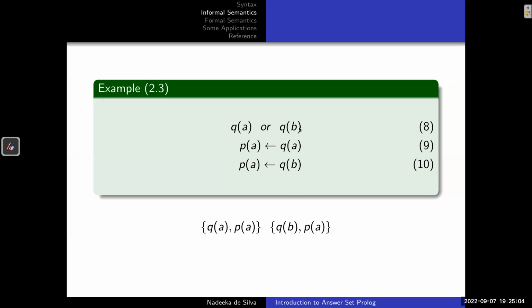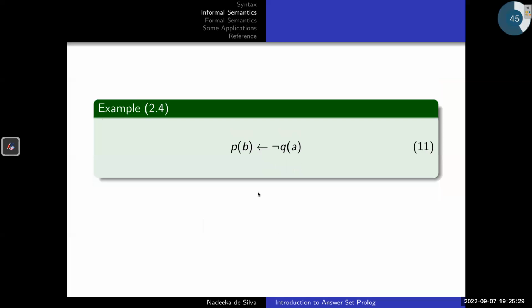Again, here I'm not believing both of them because of the rationality principle. I'm not going to believe anything I'm not forced to believe. So if I believe one of them, that statement becomes satisfied, so I don't have to believe the other one. So this program has two answer sets.